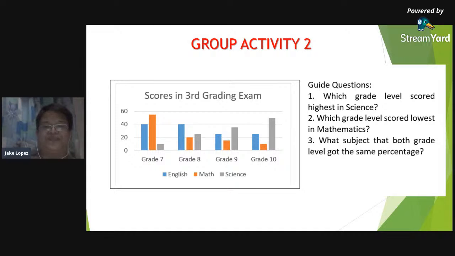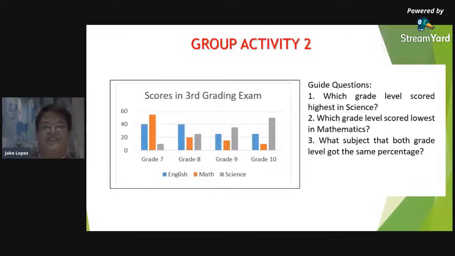Okay, so you have this activity. Number two, which grade level scored highest in science? So first, you need to know the indicator. So the indicators are blue, orange, and gray. So science is gray. So which grade level has the highest in science grade? Answer is grade 10, this one.